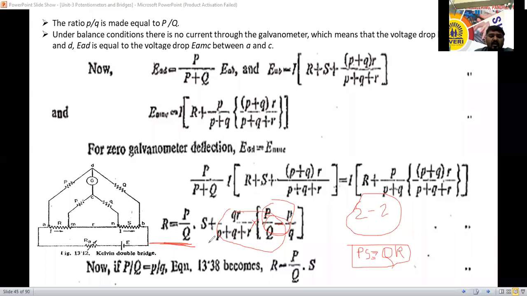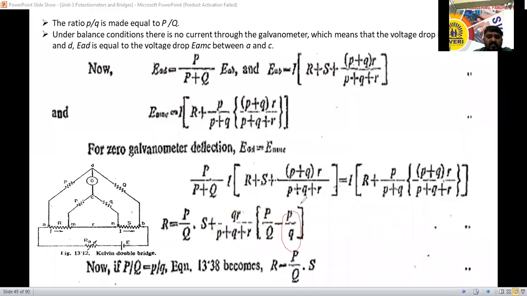Now, the actual formula: if the outer arm ratio and lower arm ratio values are given, then we have to use the complete formula. Otherwise, if the problem states that the outer arm ratio is equal to the lower arm ratio, P by Q equal to P by Q, then you have to directly use the Wheatstone bridge formula only. Both these formulas you note down.